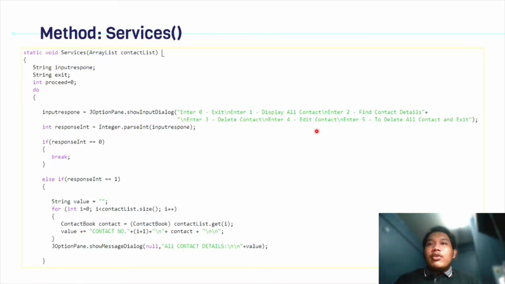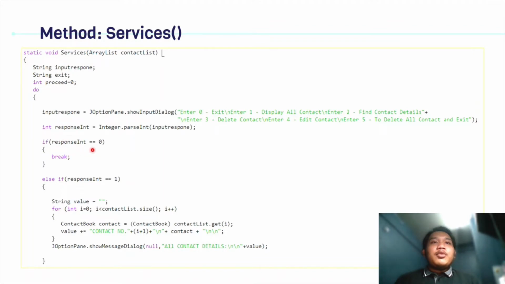their name or number. Finally, if they enter 5, we delete all the data, all the contacts, and just exit the session, we just end the session. After we get the input response, we cast it, using parseInt, into the response integer.